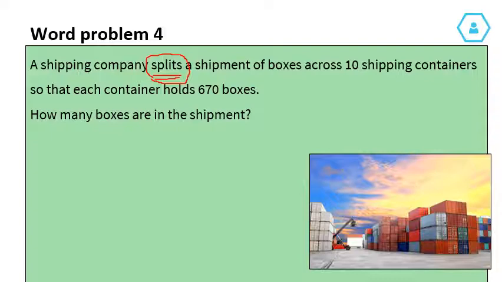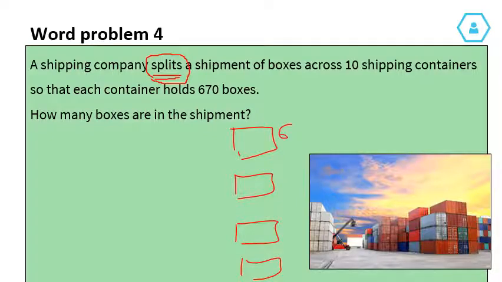So here, I'm going to draw a little picture. So we've got our 10 shipping containers. Now, I'm not going to do all 10 of them because that will take forever. Let's do 4. And each of them has 670 boxes inside. And I want to find out how many boxes are in the shipment. So the shipment is the total amount. The question says, how many boxes are in total? I thought that might be a bit of a dead giveaway.